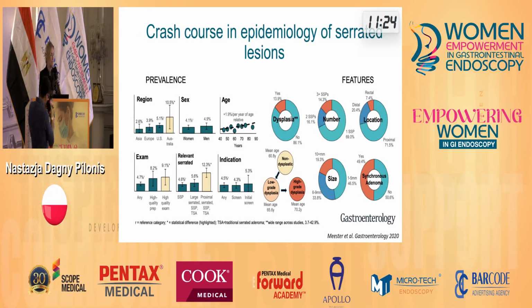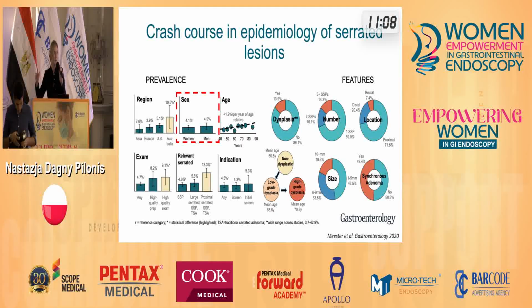Okay, so a crash course in the epidemiology of serrated lesions. What are we dealing with? I think it is a very interesting statistic that the prevalence in men and women is basically the same, contrary to adenoma, where male dominance is well established. Serrated lesions are the same for men and for women, and this can actually explain why women can have a higher rate of proximal post-colonoscopy colorectal cancer, because this prevalence is, I think, underestimated in women.